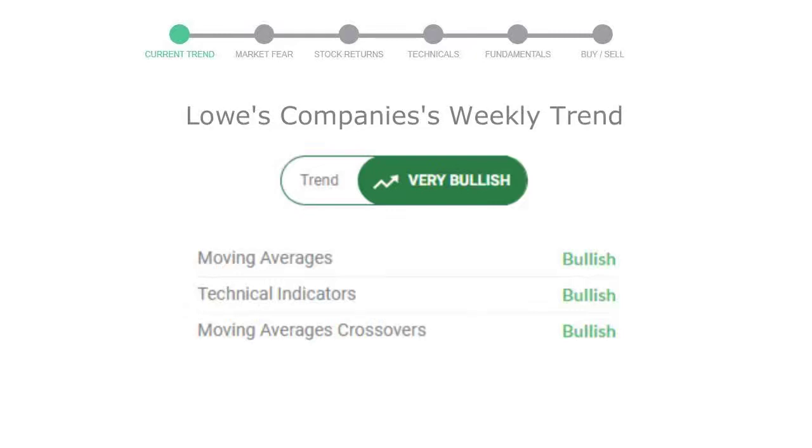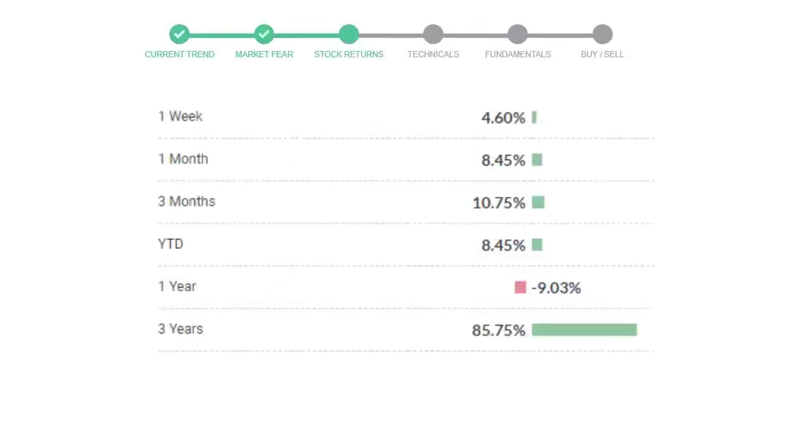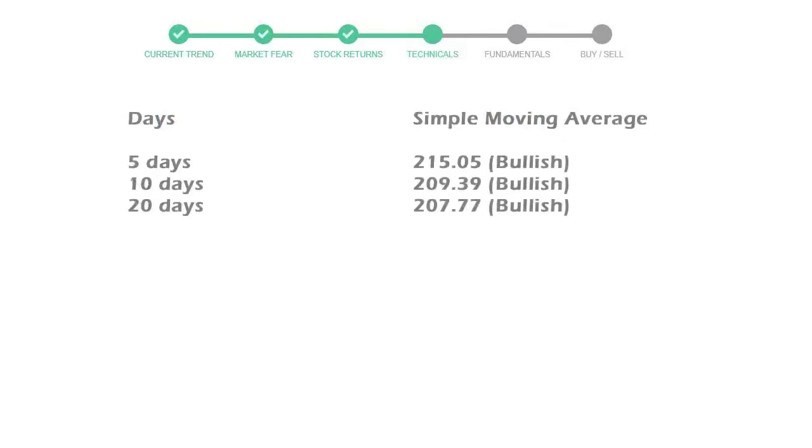Today's market fear and greed index is 75, which indicates greedy emotion in the public sentiment. We usually look at this indicator to make our buy or sell decisions better. Lowe's Companies gave 4.60% returns in the last week, 8.45% in the last 30 days, and 3 months' returns are 10.75%. Now let's have a look at simple moving average data.